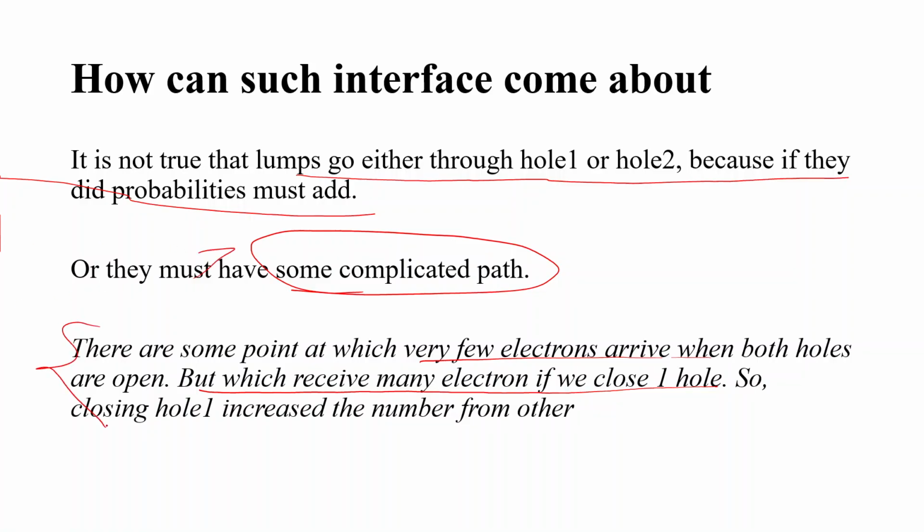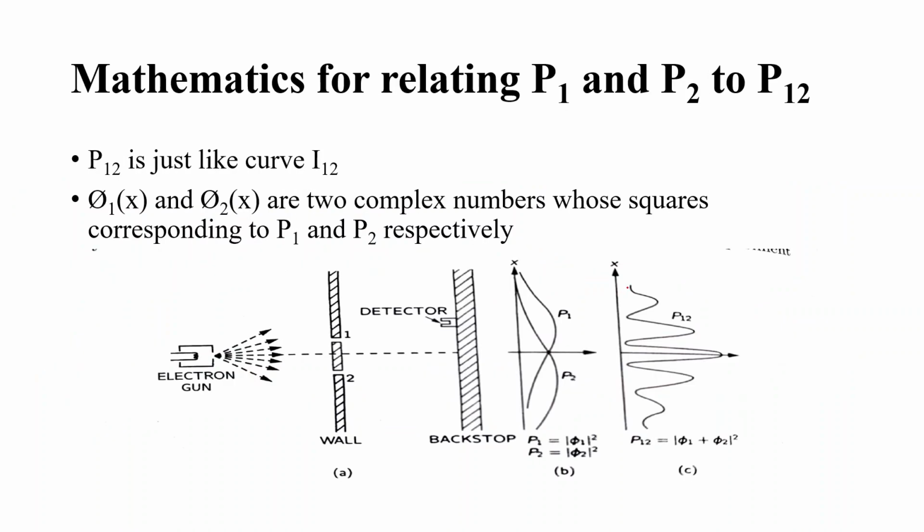So we can say they must have some complicated path. As you can see, we cannot define it physically or by our intuitions. So we take help of mathematics.